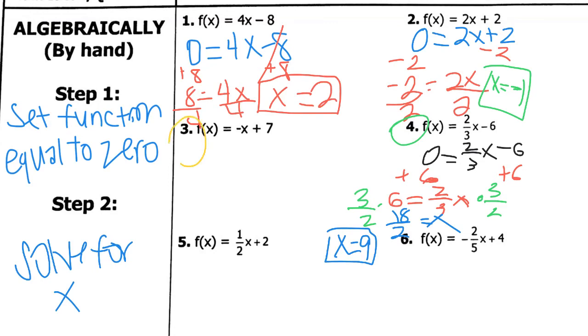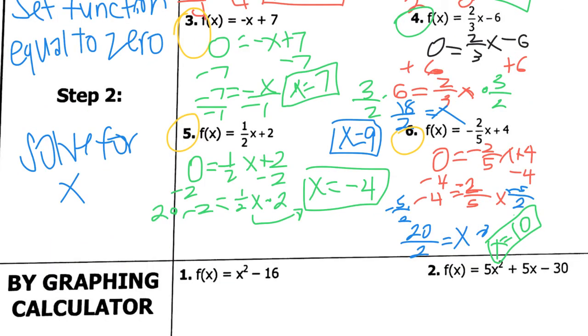Go ahead and complete 3, 5, and 6 for me. Pause this video, and then we can go ahead and check your answers. So my answers for 3, 5, and 6. Number 3, my 0 is at x is equal to 7. Number 5, my 0 is at x is equal to -4. And for number 6, my 0 would be at x is equal to 10.